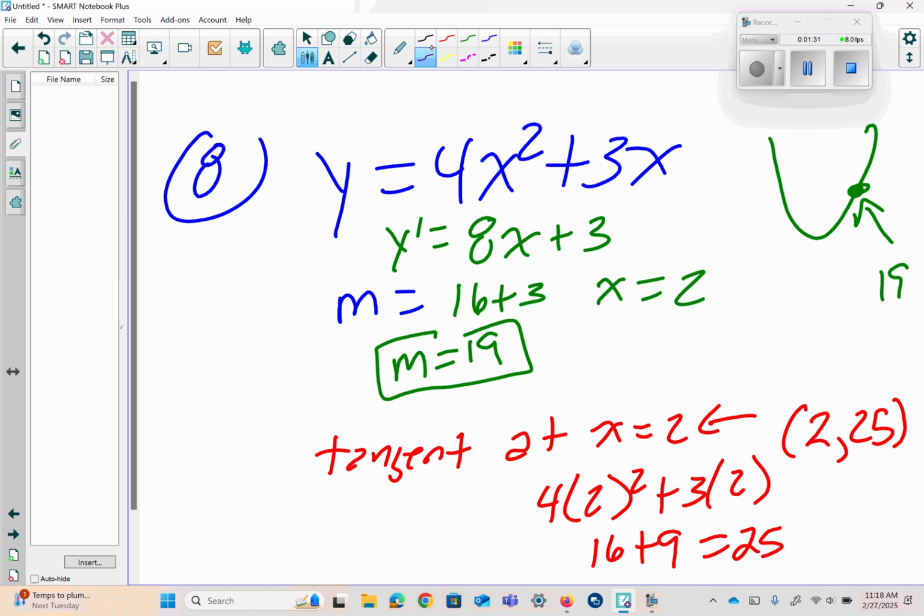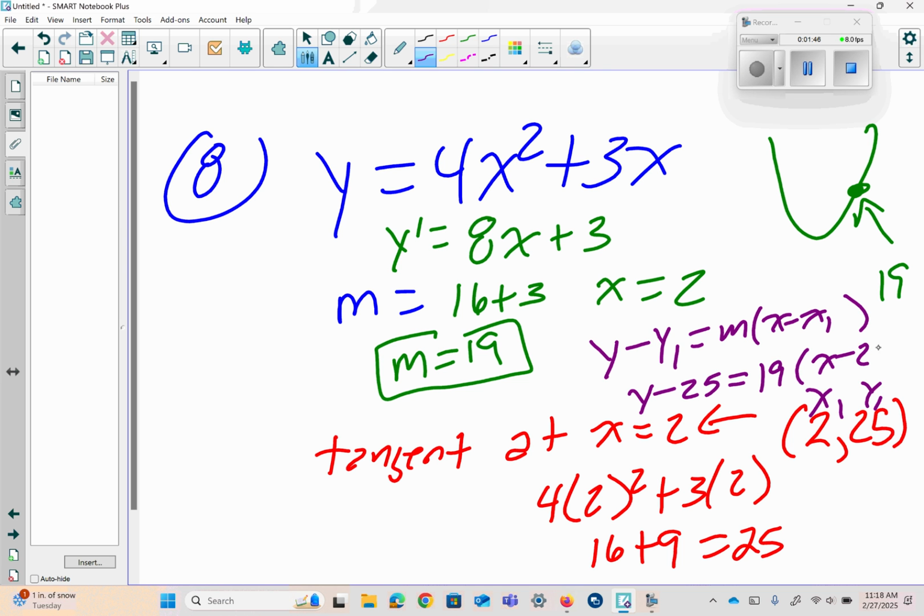And then from there, you're going to go y minus y1 equals m times x minus x1. So that's x1, that's y1, that's m. So just plug them in. So you get y minus 25 equals 19 times x minus 2. If you want, you can clean that up. But that particular equation is a straight line. You don't have to clean it up. Desmos would easily do it for you.